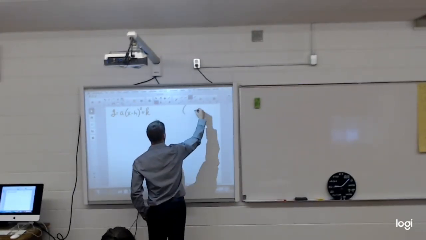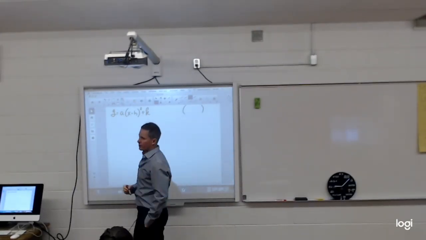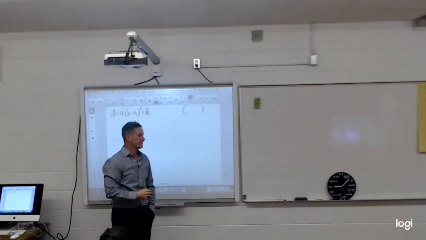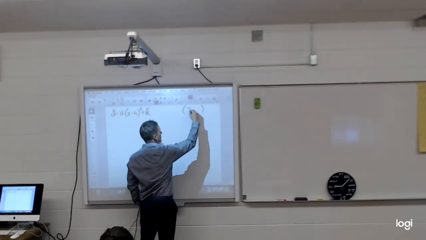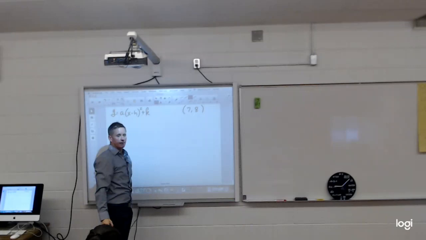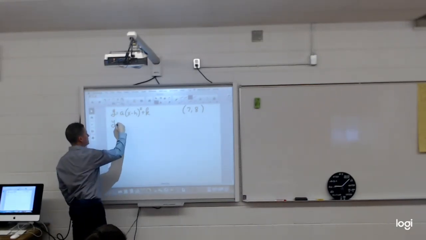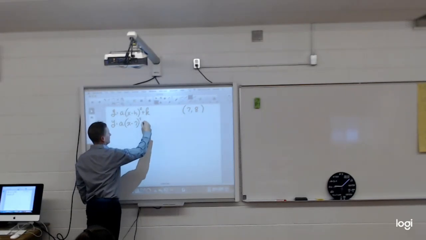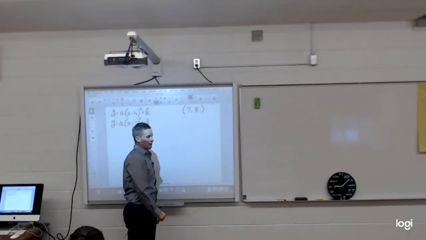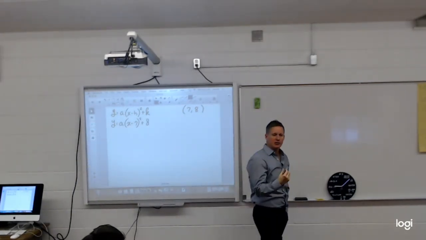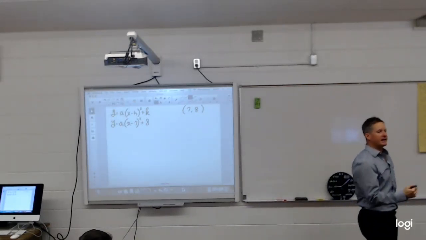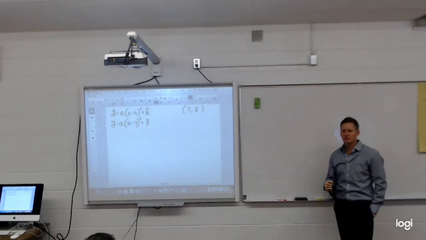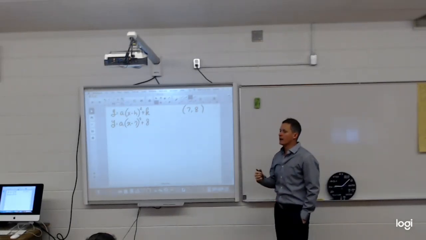First thing I do is identify what h and k is. What's the vertex of that parabola on 199? 7 and 8? Yeah. Okay, so let's put that into my equation. And just like what I was doing yesterday, what's the next thing that I need to find? A. And how do I find A?